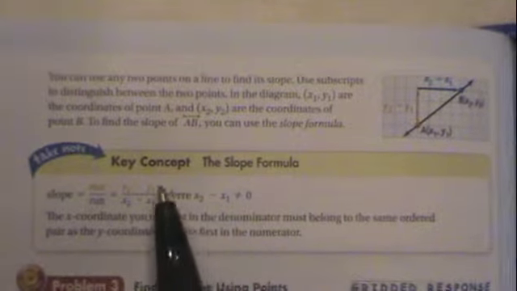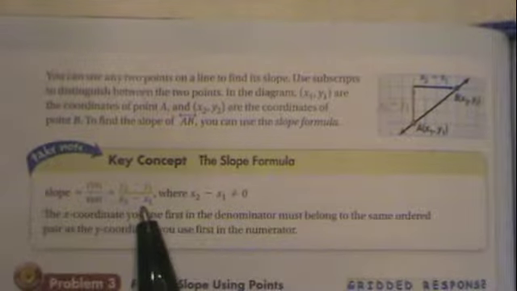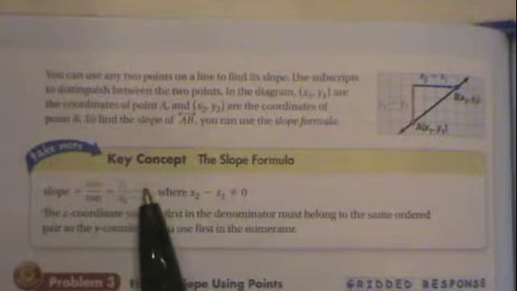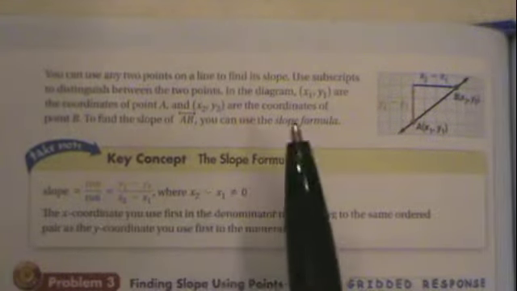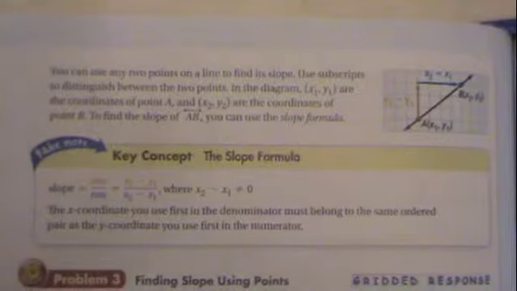How do you do it? Well, you subtract one y value from the other, you subtract one x value from the other, and that answer is your slope. It does not matter which y value you use first, but make sure you use the same x value first. Okay? That'll make sense in a second.